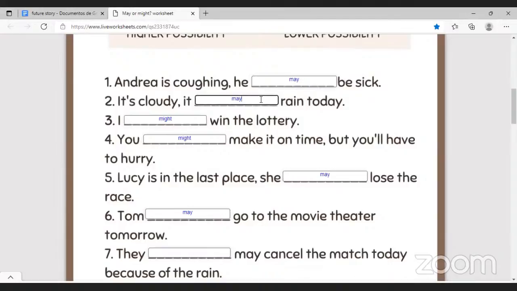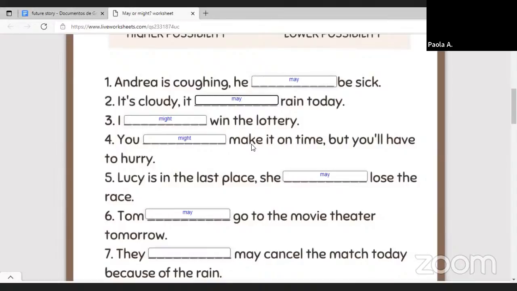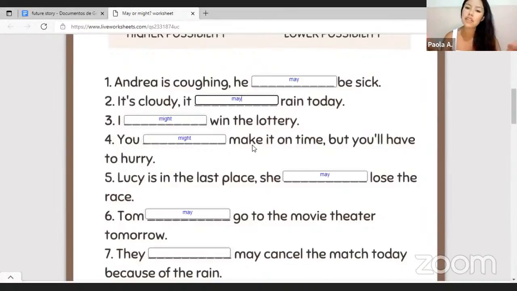How can we know that? Like I mentioned, the context is going to let us understand if it's correct or not. So here, let's see number two, because that was the example I gave before. I can see it's cloudy, so something is making me think that it may rain today. Remember, may, and less likely to happen because something. So it's the same logic in the first one. I can see that she's coughing, so she may be sick.